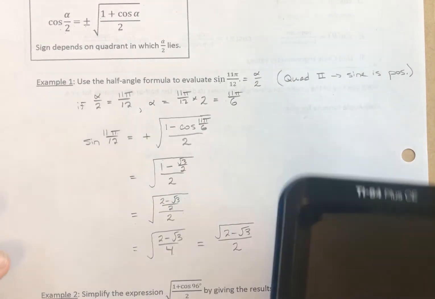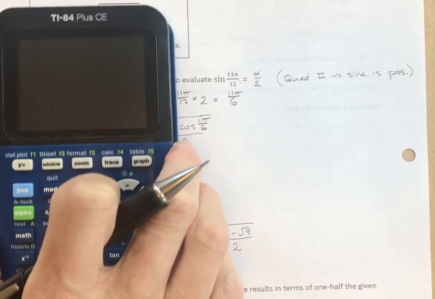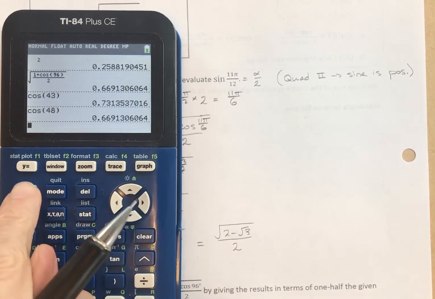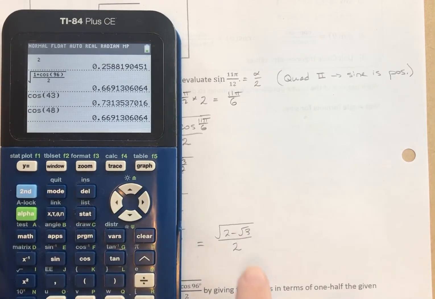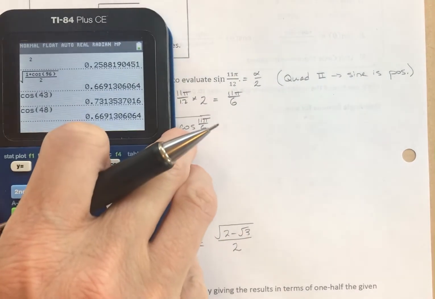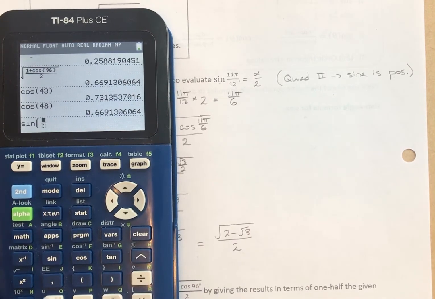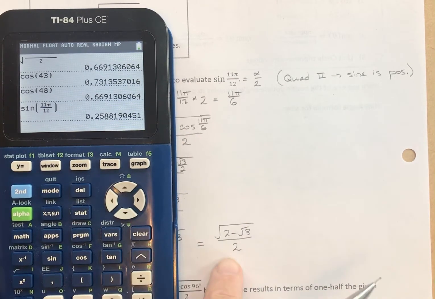Let's check that. Let's see what our calculator says. Okay, so we notice we're in radians. We've got pi here. So we want to be in radian mode, and I'm currently in degree mode. So I will go into my mode, and I'll get into radians. Okay, so the question was evaluate sine of 11 pi over 12. Well, let's do that, see what the answer is. The sine of 11 pi divided by 12, again, we're in radians. Looks like we've got 0.258819, etc.